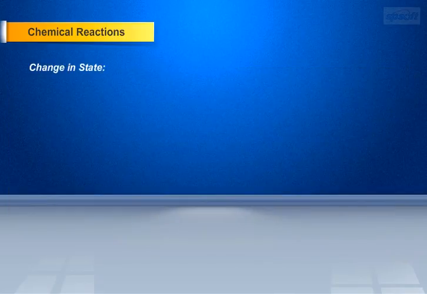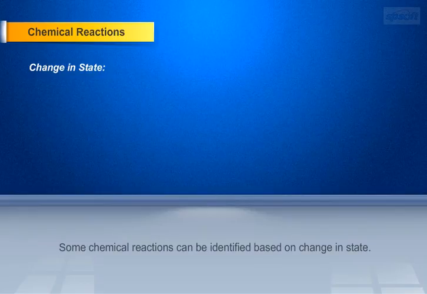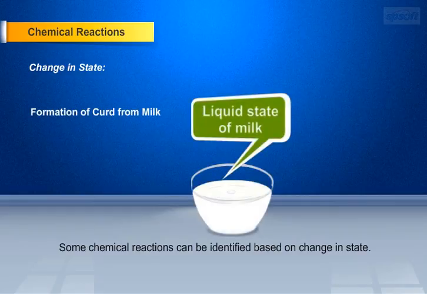The first characteristic of chemical reaction is change in state. Some chemical reactions can be identified based on change in state. For example, when a small amount of curd is added to milk and kept aside for some time without disturbing it, then state of milk changes to curd.